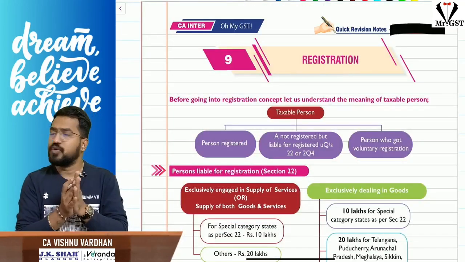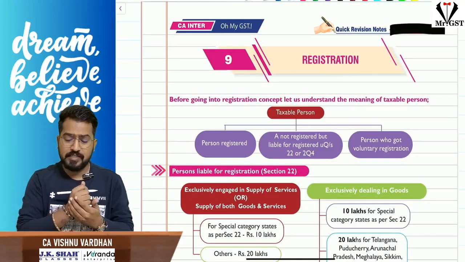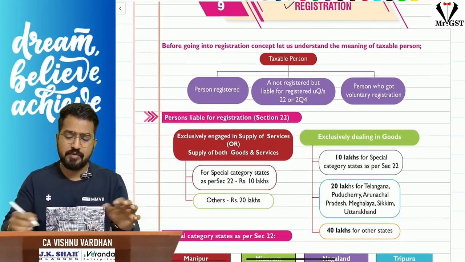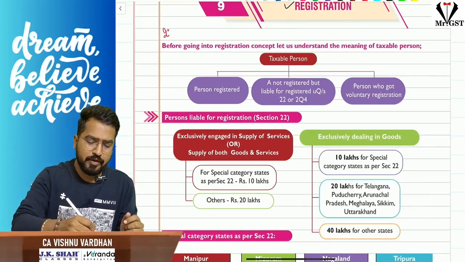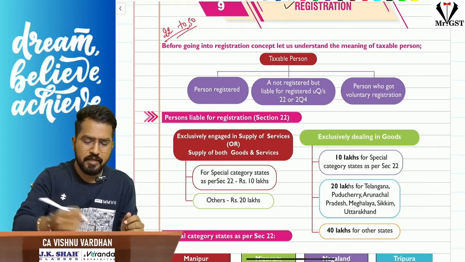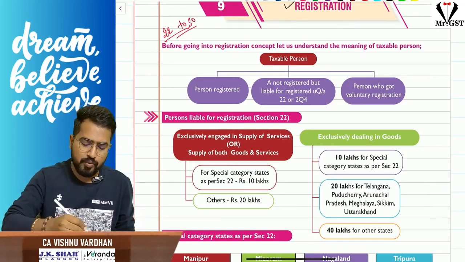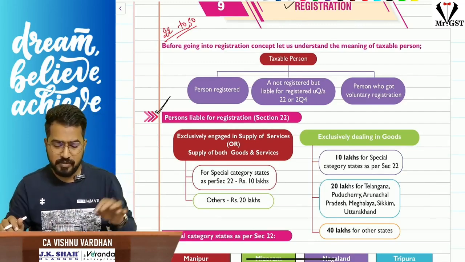Fine. So let us go with the next chapter, registration. Another important chapter for your exam. In this chapter we'll be seeing section 22 to section 30. Without wasting much time, let us move on to the discussion. So section 22, who are the persons liable for registration?